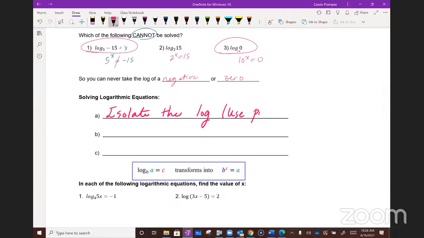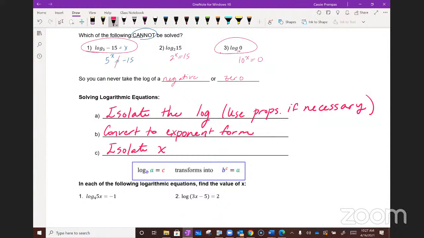Use properties if necessary. Number 2, letter B, convert to exponent form. And then finally, letter C, get x by itself. So isolate x. Those are your 3 basic steps to being successful in solving log equations.